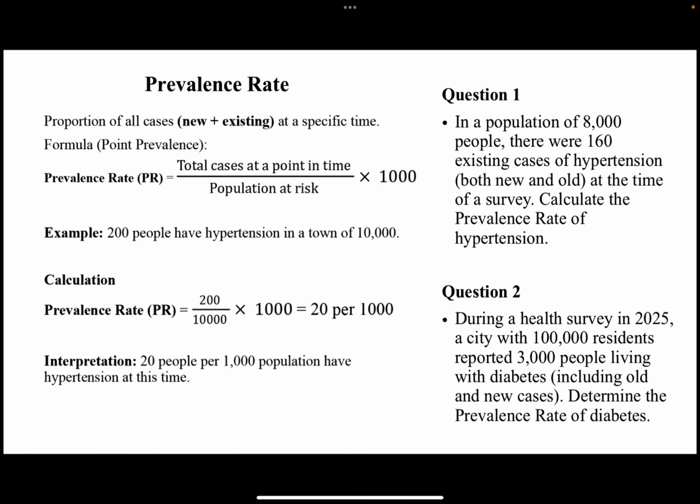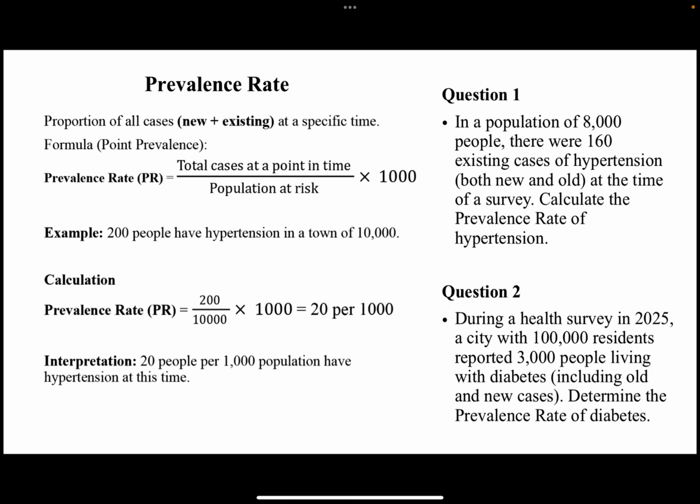Let's move on to the next morbidity rate, which is the prevalence rate. Now, prevalence rate is the proportion of all cases, or the proportion of the total cases. When we say all cases, we are looking at new plus existing, the new cases plus the existing cases. So the proportion of all cases is the new plus existing cases at a specific period of time.